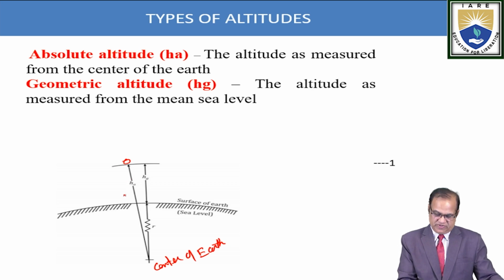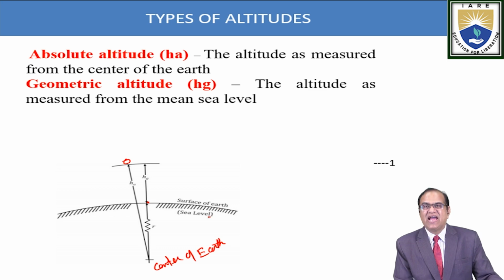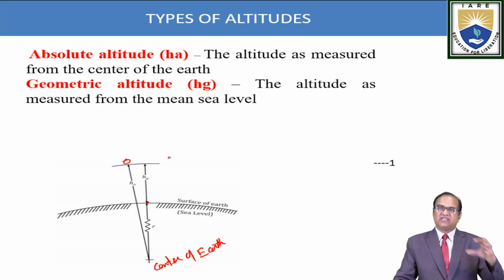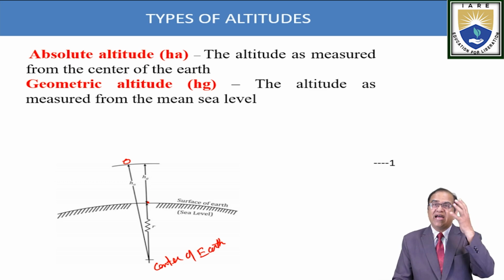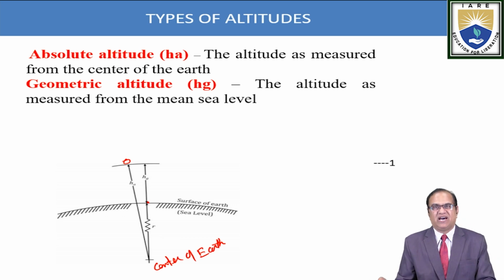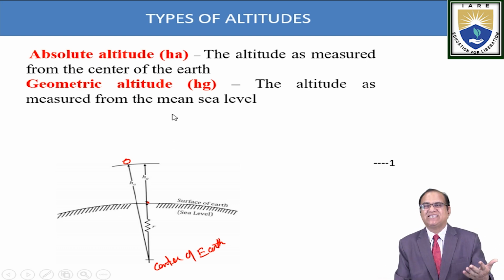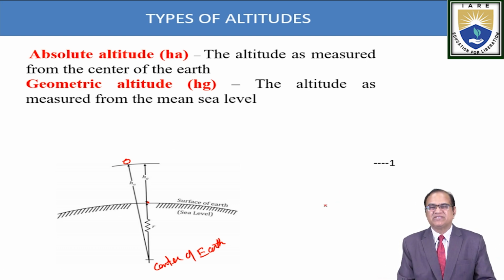Another is called the geometric altitude, Hg. This geometric altitude is the altitude as measured from the mean sea level. So this is the mean sea level. From here, if you are measuring, it is called the geometric altitude, Hg. So there is a difference between absolute altitude and geometric altitude. The absolute altitude is measured from the center of the earth, but geometric altitude from the surface of the earth, and that surface we say as a sea level measurement.